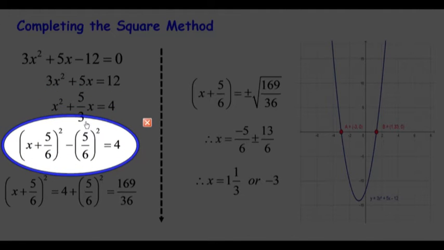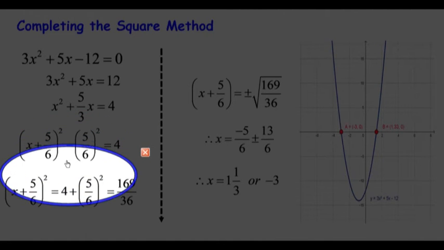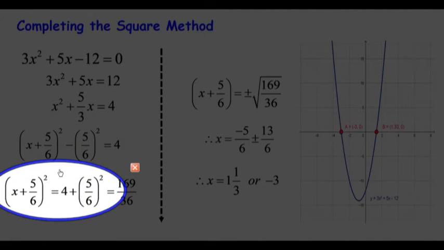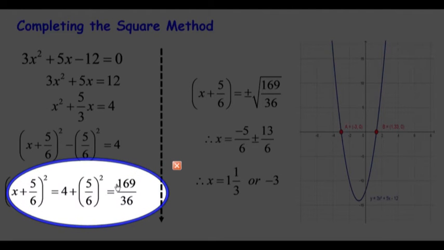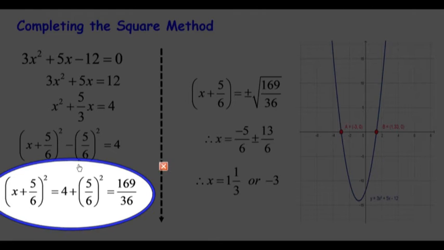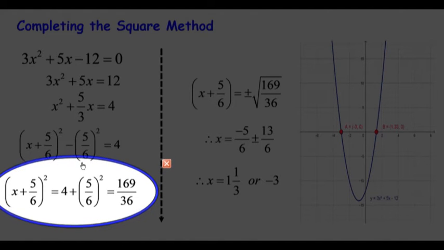Now what do we do next? We move the 5 on 6 squared across to the other side and make it 4 plus 5 on 6 all squared, which is 4 plus 25 on 36. 4 is 144 on 36, and adding 25 gives 169 on 36. You can see they're both perfect squares, and that makes it nice and easy to work with now.